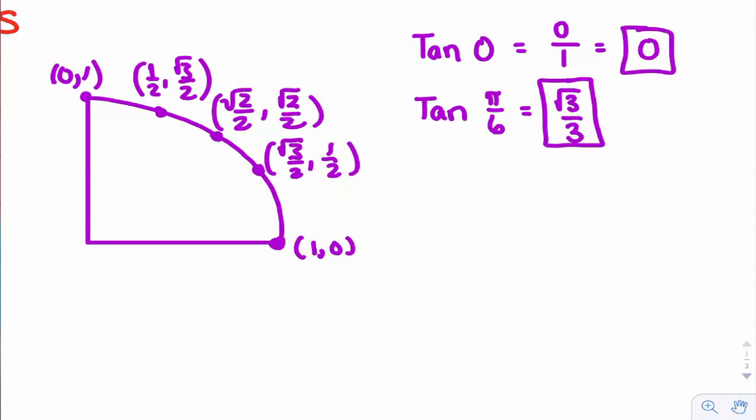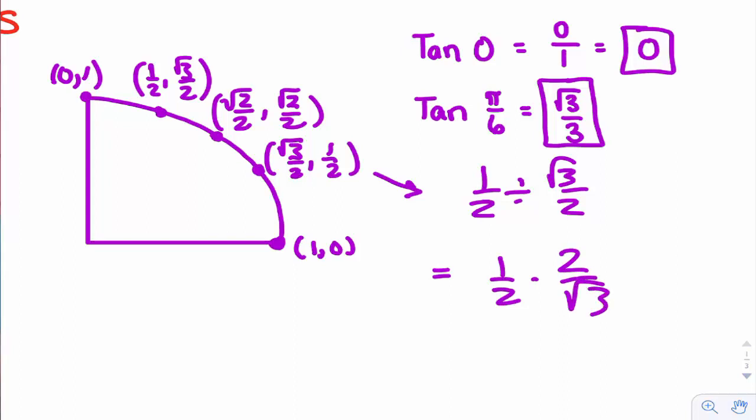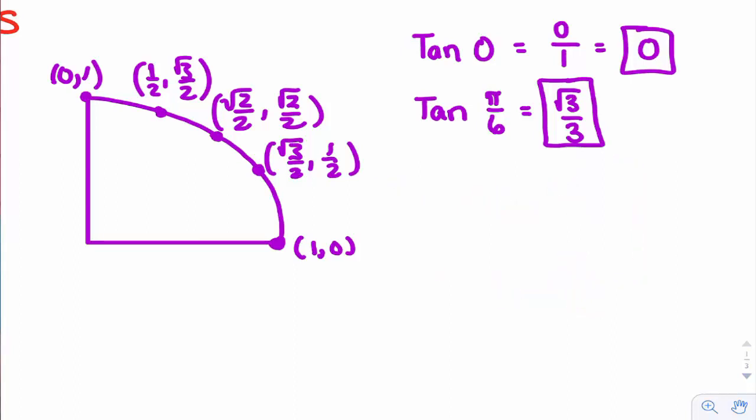I put these points up here because you can always run through it: 1/2 divided by radical 3 over 2. You keep, change, flip, multiply, and you can see how these cancel, and if you rationalize, you get that. I just want you to understand that, and I want you to start to know these tangent values. And then you get to tangent of pi over 4.